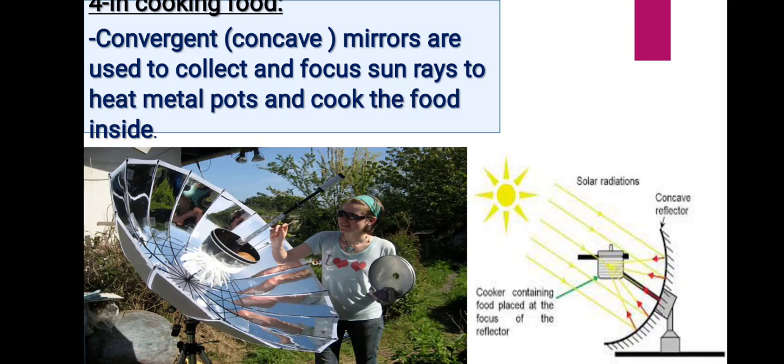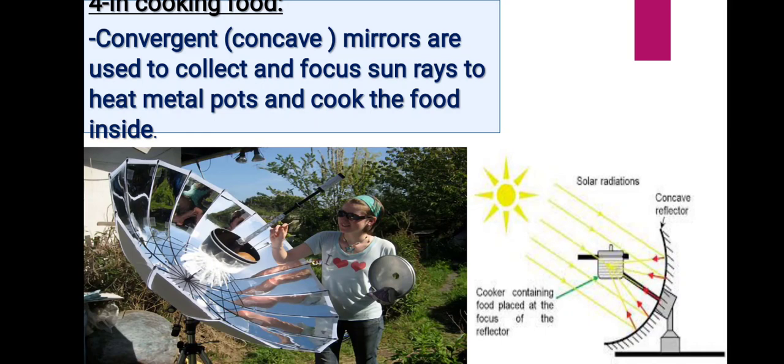Number 4, in cooking the food. How can we use the solar energy in cooking the food? As we can see here, we can use the solar energy in cooking the food by using a convergent or concave mirror. A convergent or concave mirror is a curved mirror.